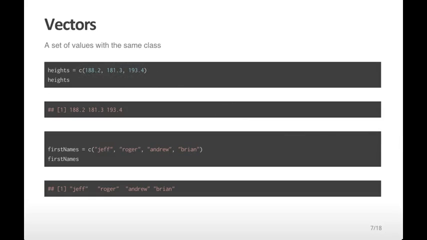You can also create a vector that consists of character values. So for example, here I'm creating a vector called first names that consists of 4 character values, Jeff, Roger, Andrew, and Brian. Again, I've separated them by commas, and if I type first names and hit return, I see those values back out.